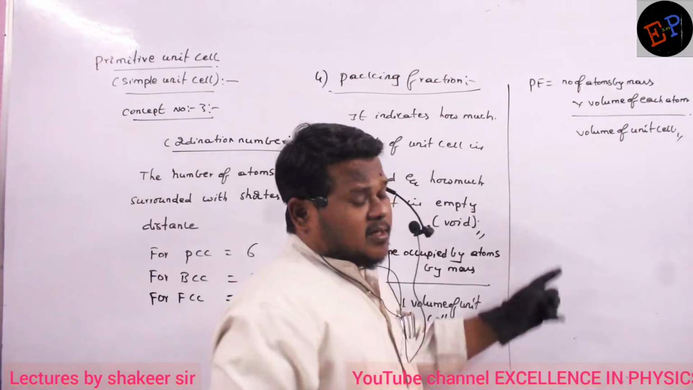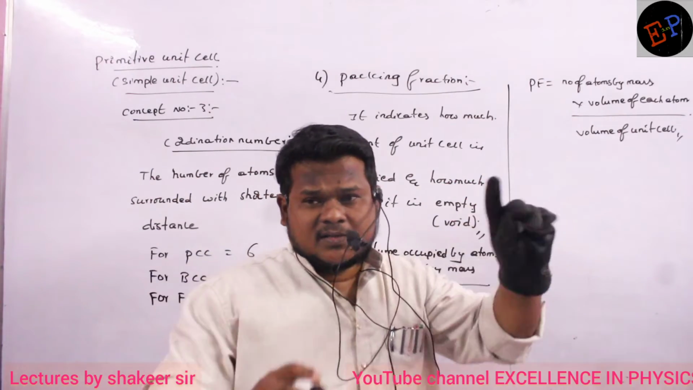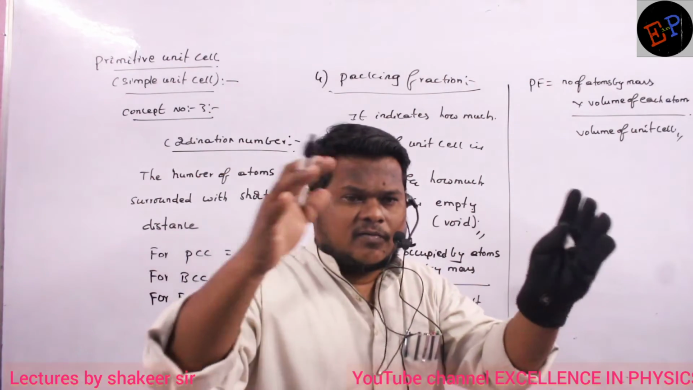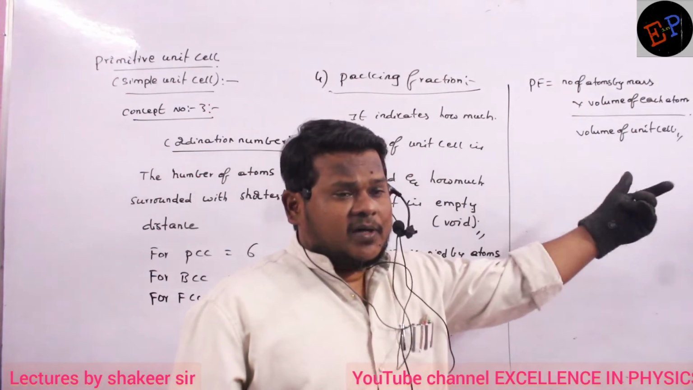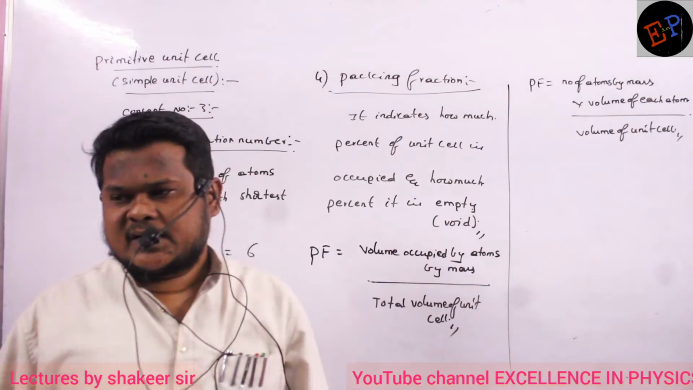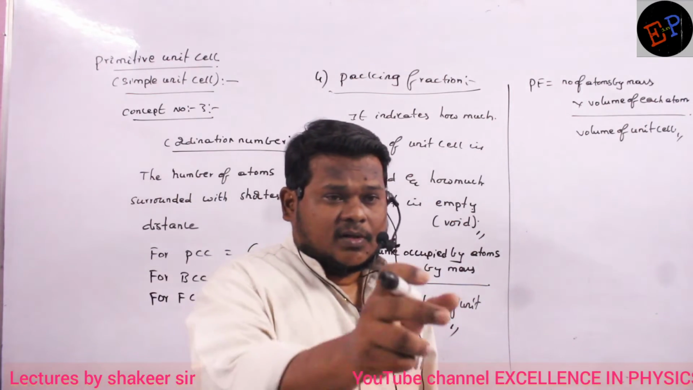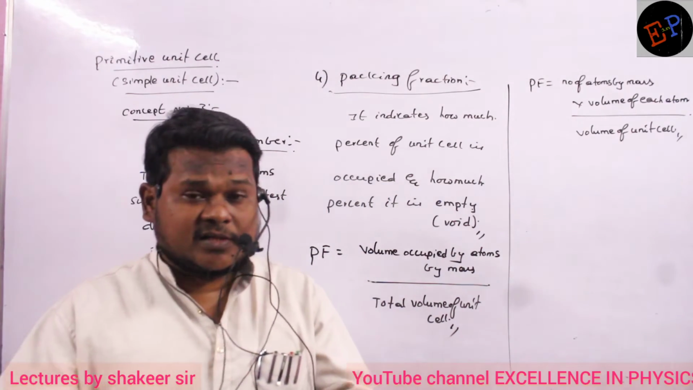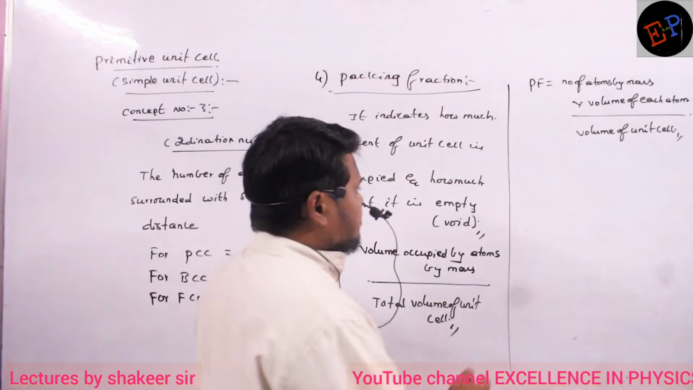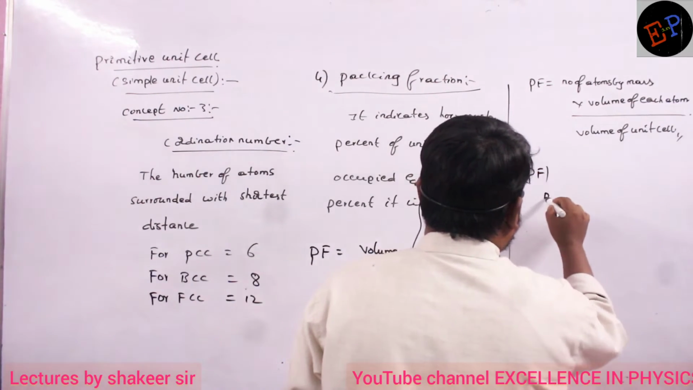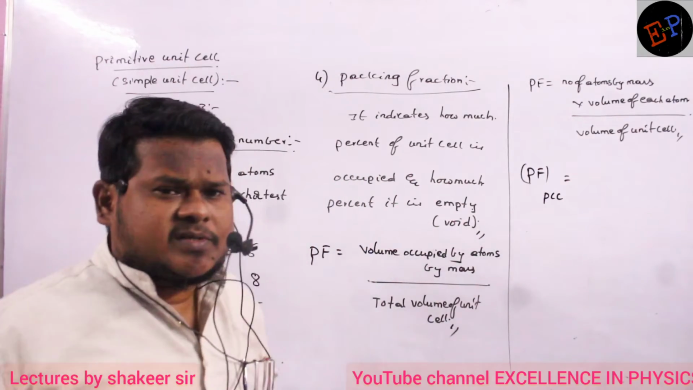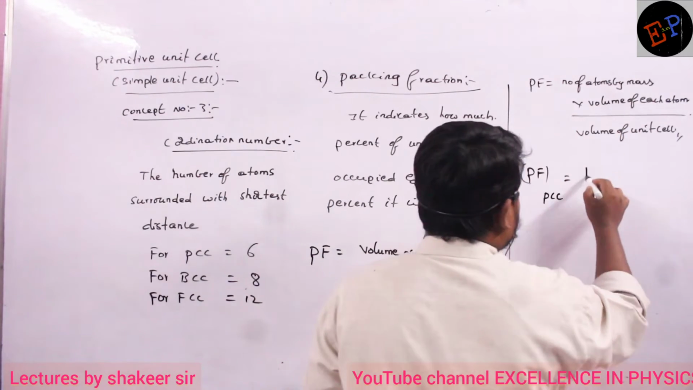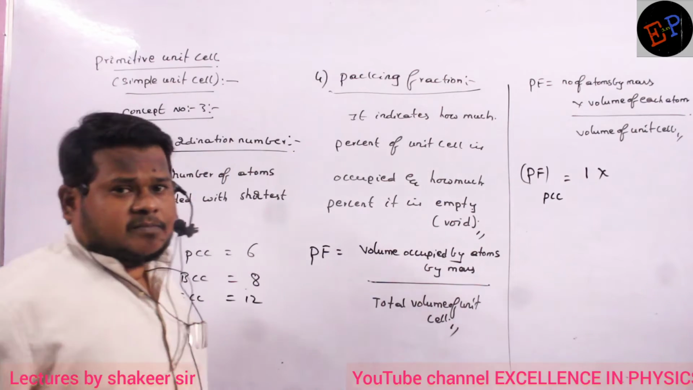So what is the equation I have written? Number of atoms covered by the unit cell multiplied by the volume of each atom gives the total volume of atoms, divided by the total volume of the unit cell. Then you will get the percentage, the fraction, of the unit cell covered by atoms. Now let us do the calculation for the primitive unit cell. It has only one atom, so the number of atoms is 1. And what is the volume of each atom?